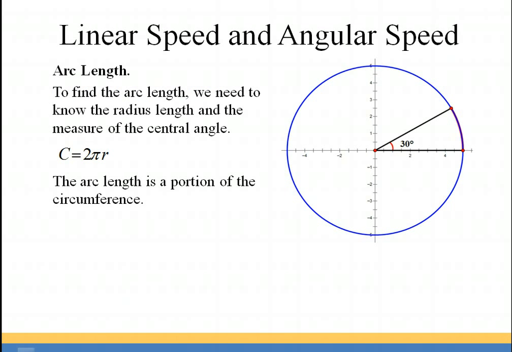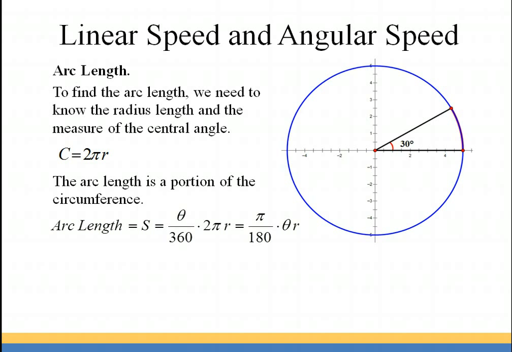Okay, let's find an arc length. We want to find the arc length going from the positive x-axis up to the segment that's marked at the terminal side of the 30-degree angle. To get an arc length, it's really just a portion of the entire circumference. So we're going to take our circumference, which is 2 pi r, and multiply it by the angle divided by 360 to get our portion of that circumference.